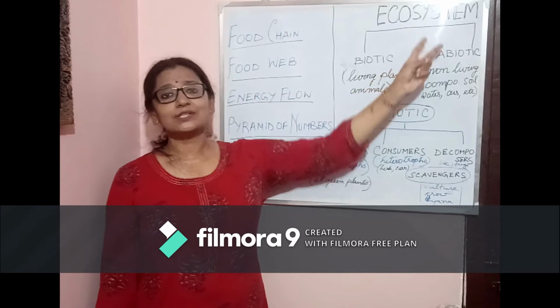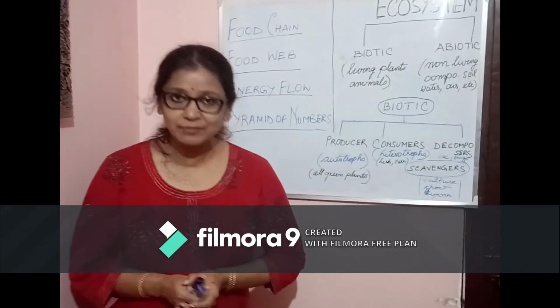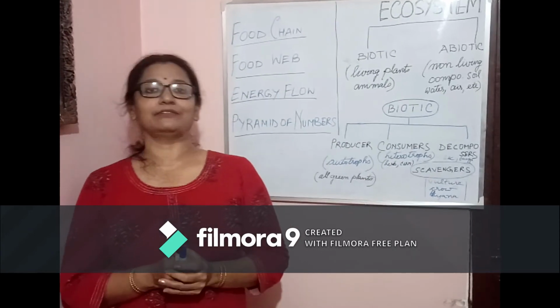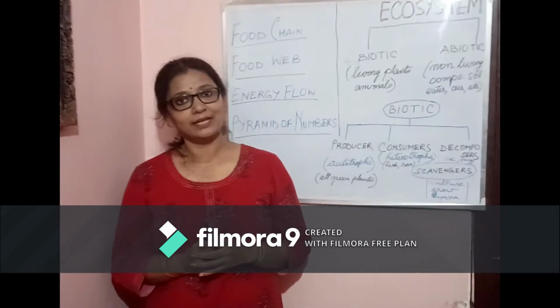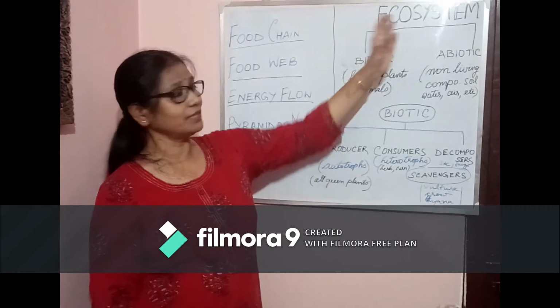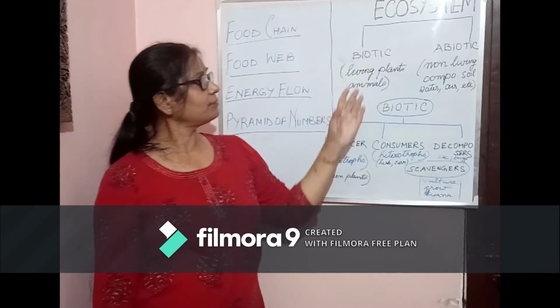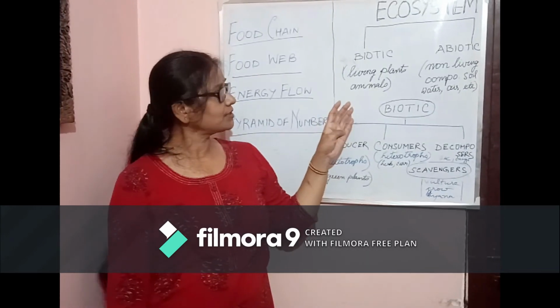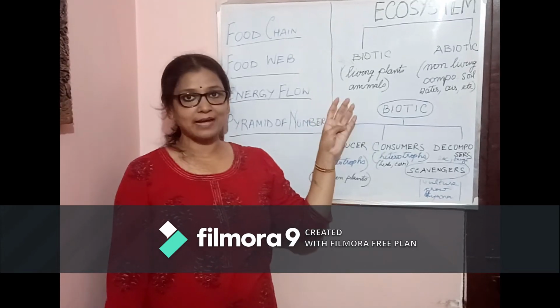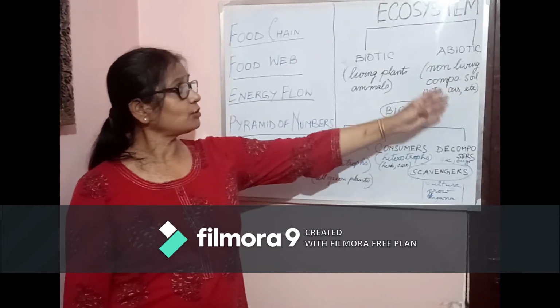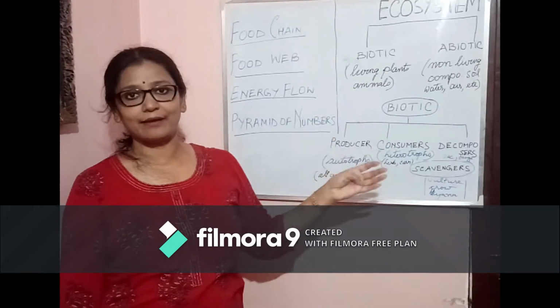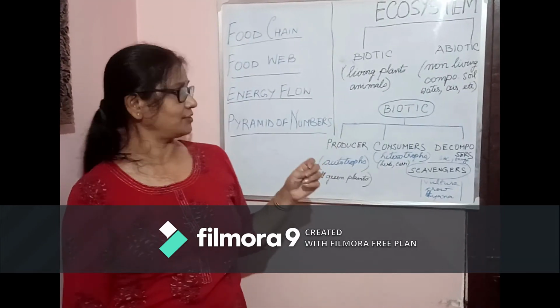Ecosystem. What is ecosystem? Ecosystem is a system in which the living and the non-living components constantly interact with each other, live in harmony in the environment, which consists of the ecosystem. The living part consists of the biotic components, that is all the living plants and animals. What is an abiotic component? All the non-living components like air, water, soil, rainfall, etc.